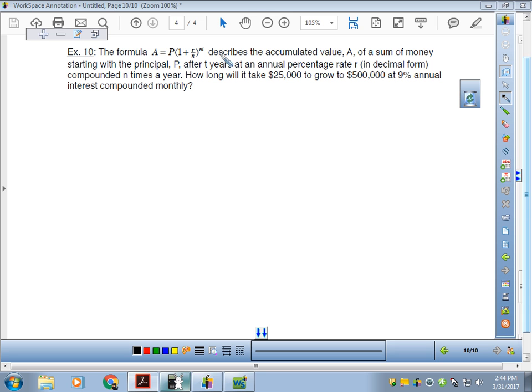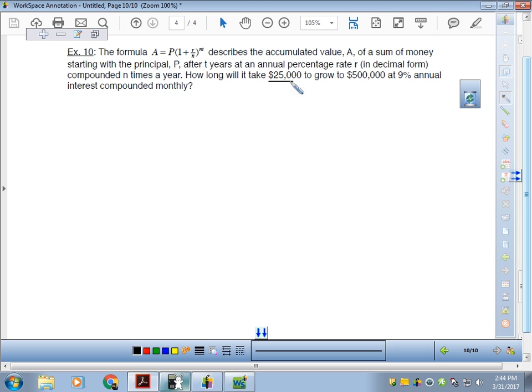So first off, we just want to identify what we have. They told us A is accumulated, P is principal, which is your starting amount, r is your interest rate as a decimal, the n on the bottom and the n up here in the exponent are both how many times per year it's compounded, and then t is time in years. So those are our variables. Let's see what they actually gave us. The question says, how long will it take $25,000 to grow to $500,000 at 9% annual interest compounded monthly?